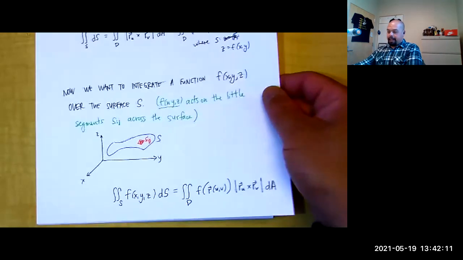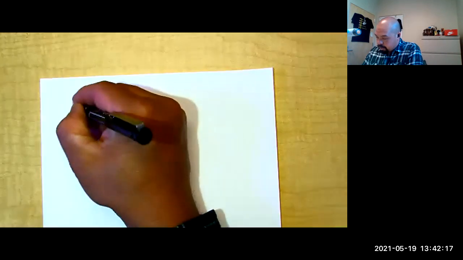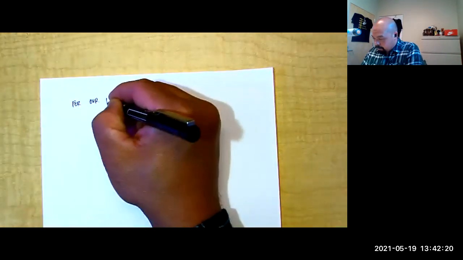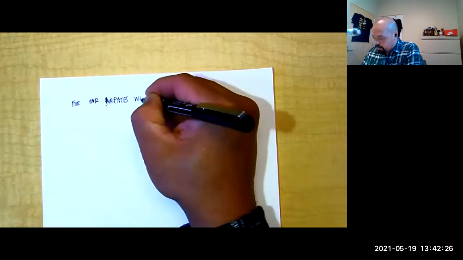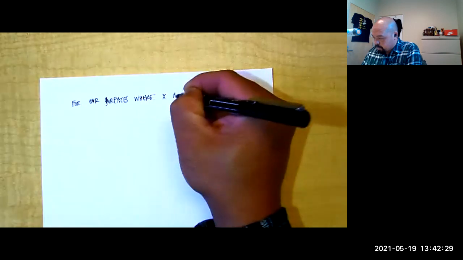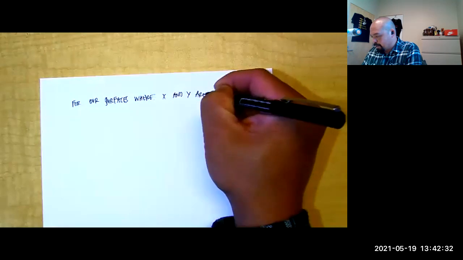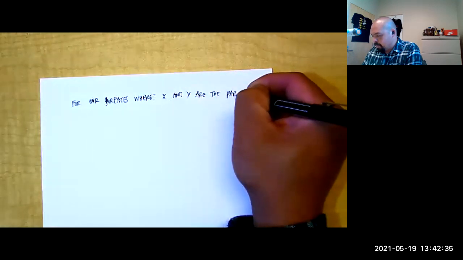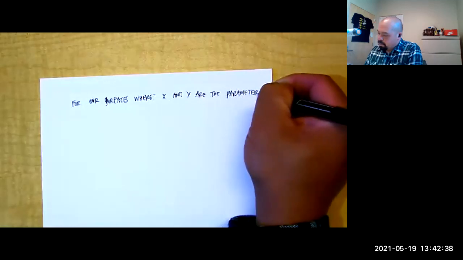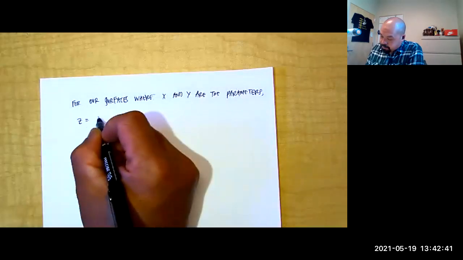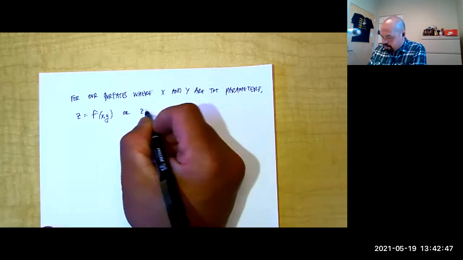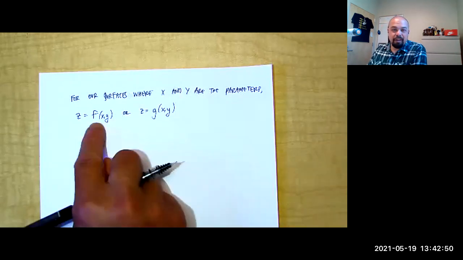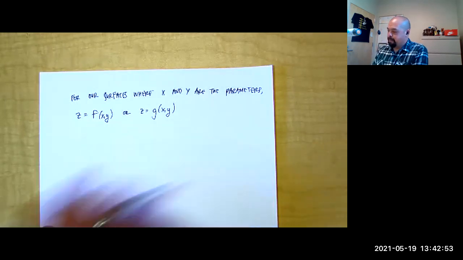And so then rewriting these again, which we're going to commonly see, right? And so for our surfaces where x and y are the parameters, z is equal to some function of x and y, or I think the book might use g of x, y, so we don't confuse that function that we're integrating with the actual surface, okay?